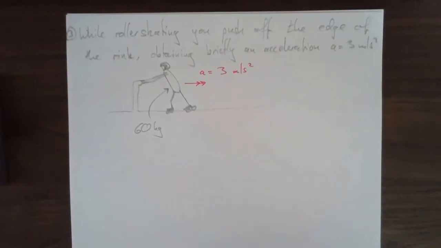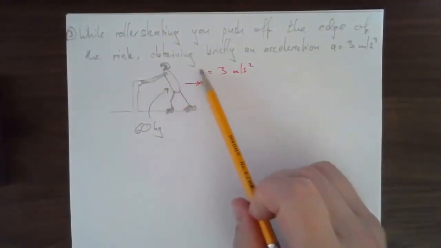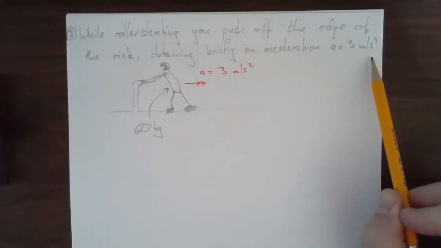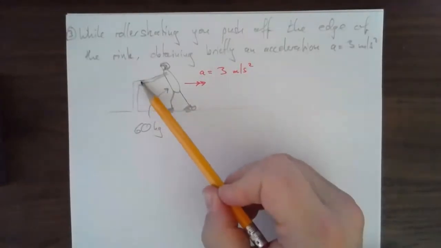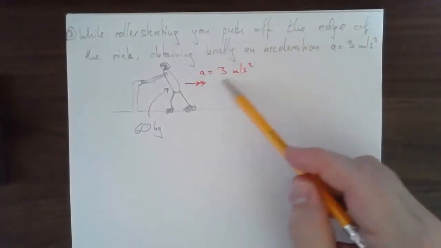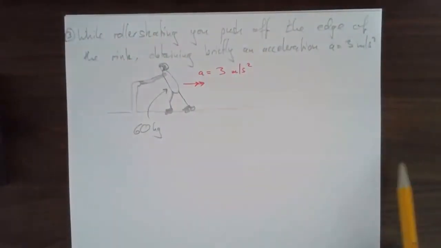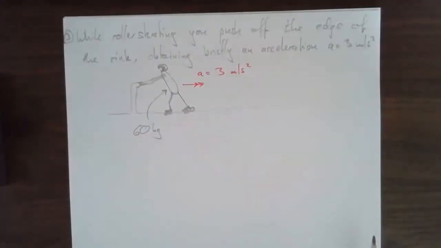Here's our next example, example number 3. While roller skating, you push off the edge of the rink, obtaining briefly an acceleration of a equals 3 meters per second squared. That's like shown here. So the edge you're pushing off this way, for maybe just a fraction of a second, you're going to have an acceleration that is, say, 3 meters per second squared. And you're going to imagine your mass is 60 kilograms.